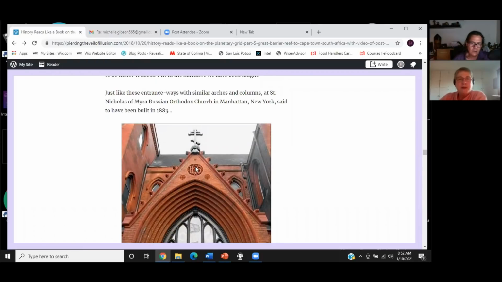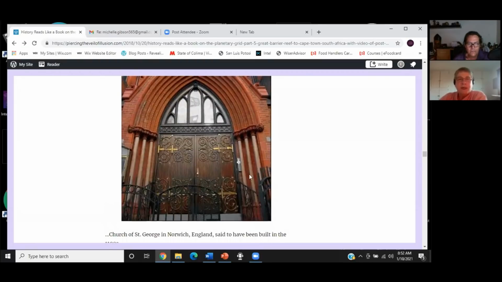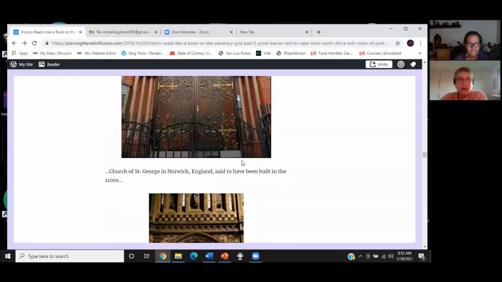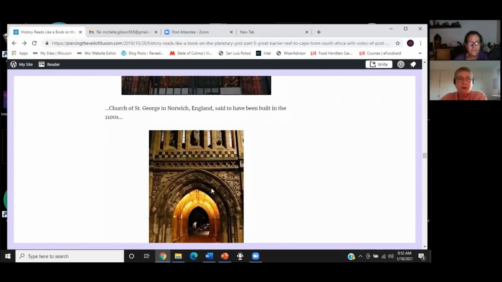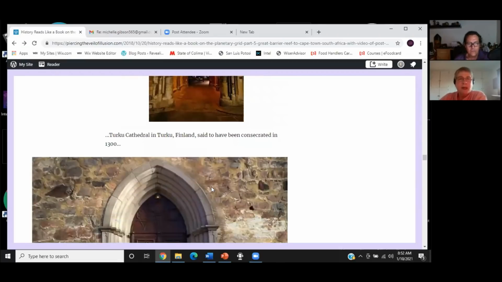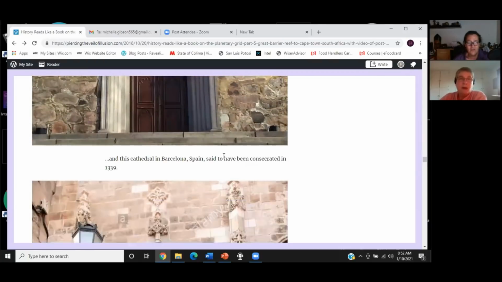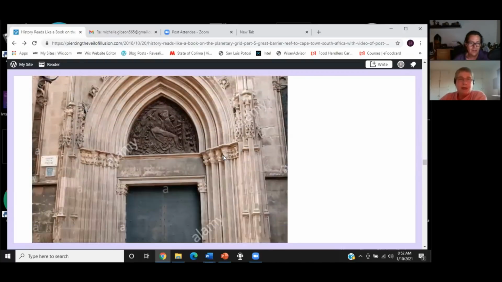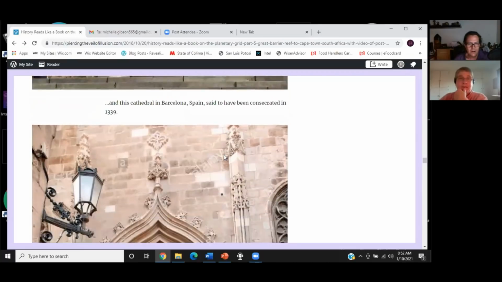That looks like a Jesuit. Is that IHS? Okay. So anyway, you've got the same idea there. You have that in England, in Norwich, and in Turku, Finland. That was said to have been consecrated in 1300. Barcelona, Spain, that's nice. 1339.